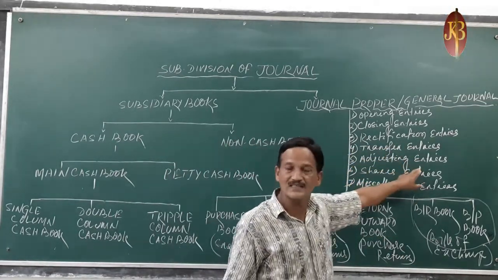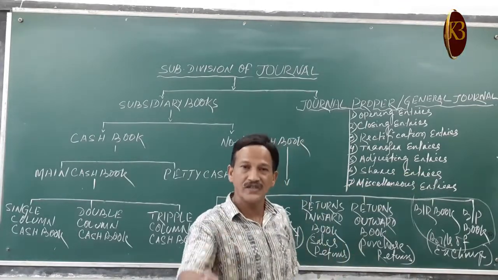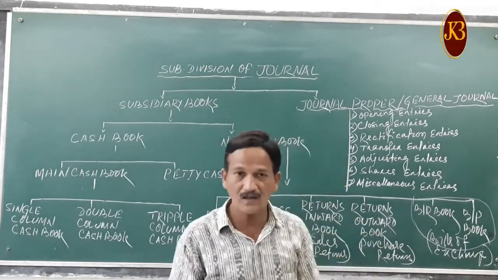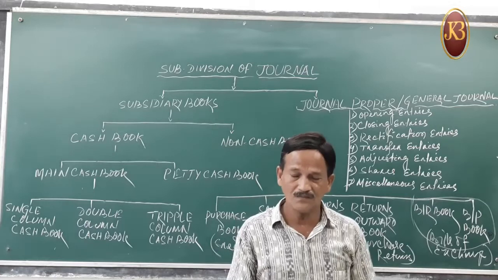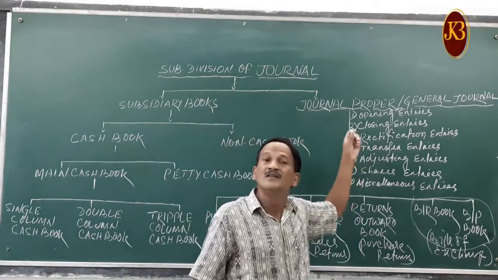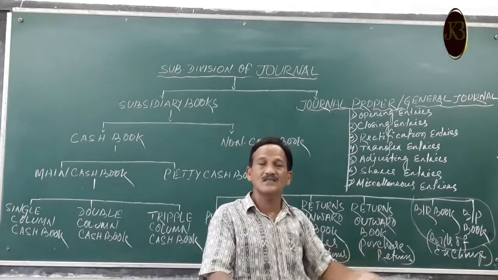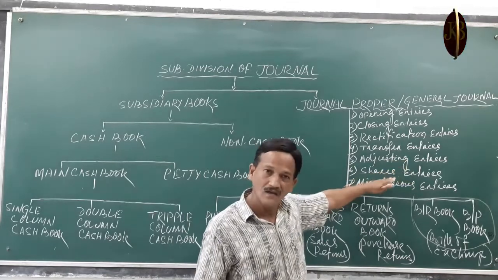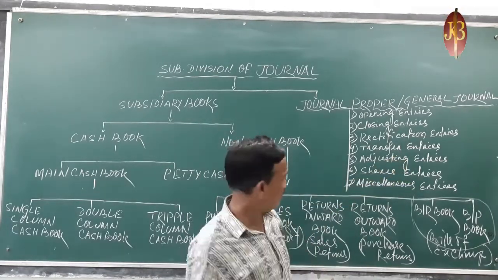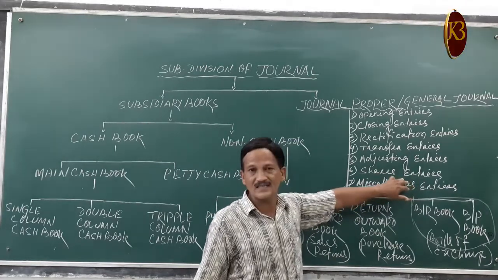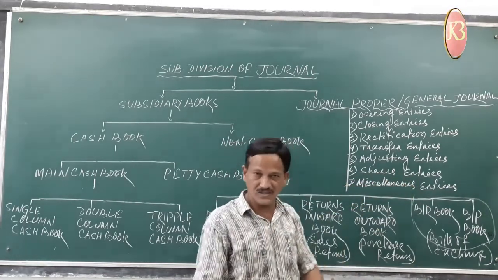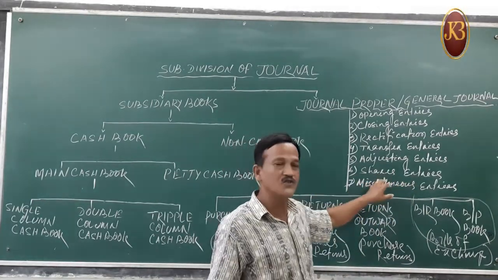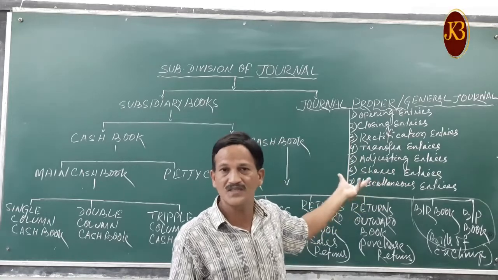Then adjusting entries, like those related to outstanding expenses, outstanding income, prepaid expenses, prepaid income, accrued income, then depreciation, likewise bad debts. All those transactions are called adjusting entries. These are to be adjusted at the last closing date of the accounting year. Then share entries, these are related to share issue transactions, which are separately discussed in the 12th standard syllabus, related to the issue of shares, issue of debentures, redemption of shares, etc.